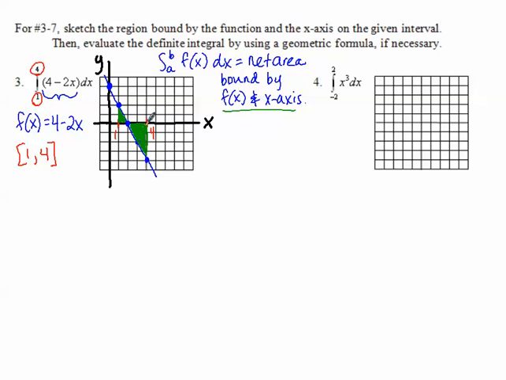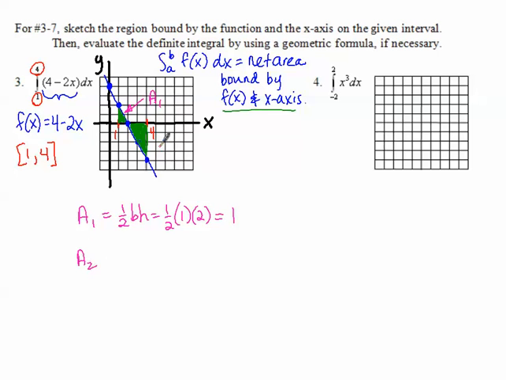So remember that the definite integral means the net area. That means the area above the x-axis minus the area below the x-axis. So let's start with the area that's above. I'm going to call it A sub 1 for the first area that we're finding. This is a triangle, so our formula for a triangle, 1/2 times base times height. The base is 1 unit long, the height is 2 units long, so 1/2 times 1 times 2, that area is 1.